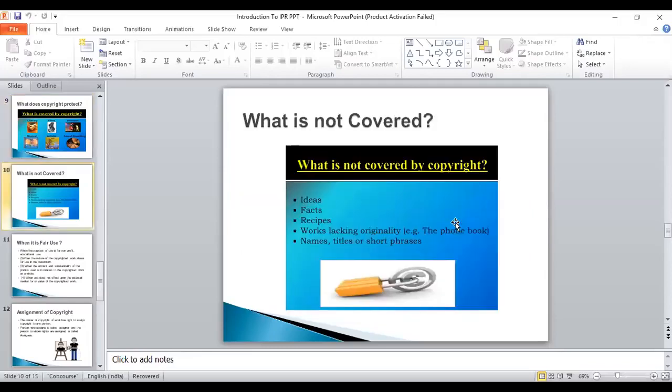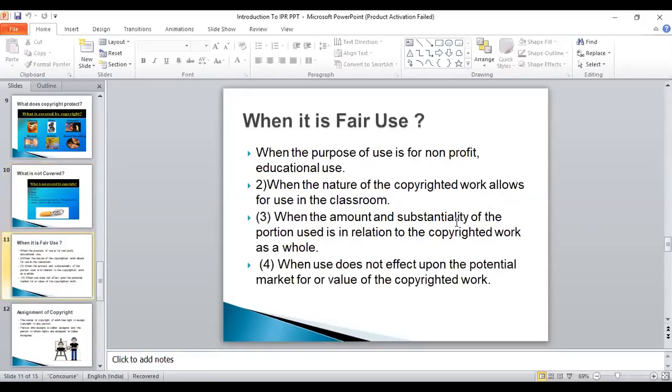Now, what does copyright not cover? That is ideas, facts, recipes, works lacking originality. These things are not covered under copyright. Then we have already studied the exception, that is the exception of fair use. Right, what does fair use actually mean? When you're using the copyrighted work for educational purposes, or for publication in a newspaper or magazine, then it would amount to fair use.